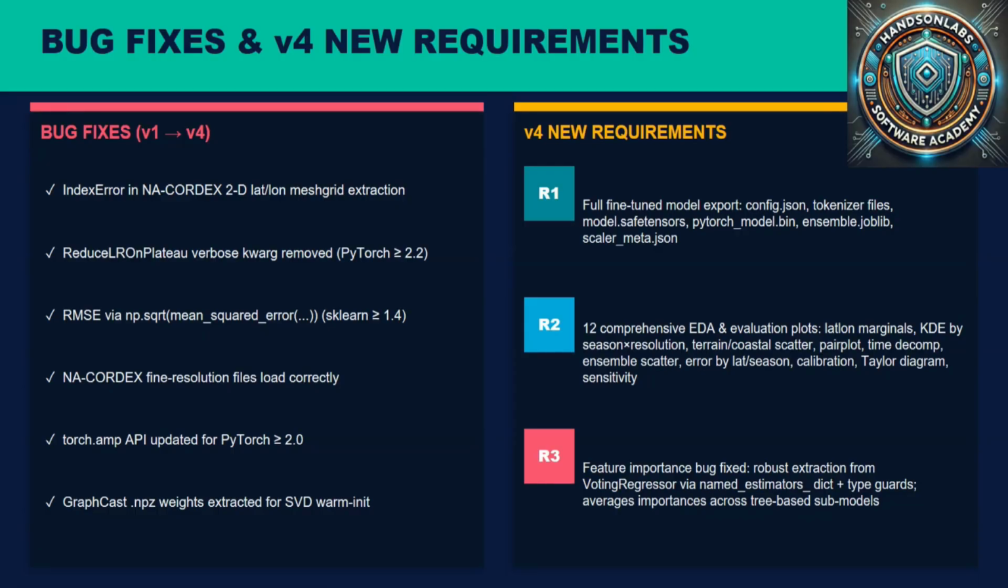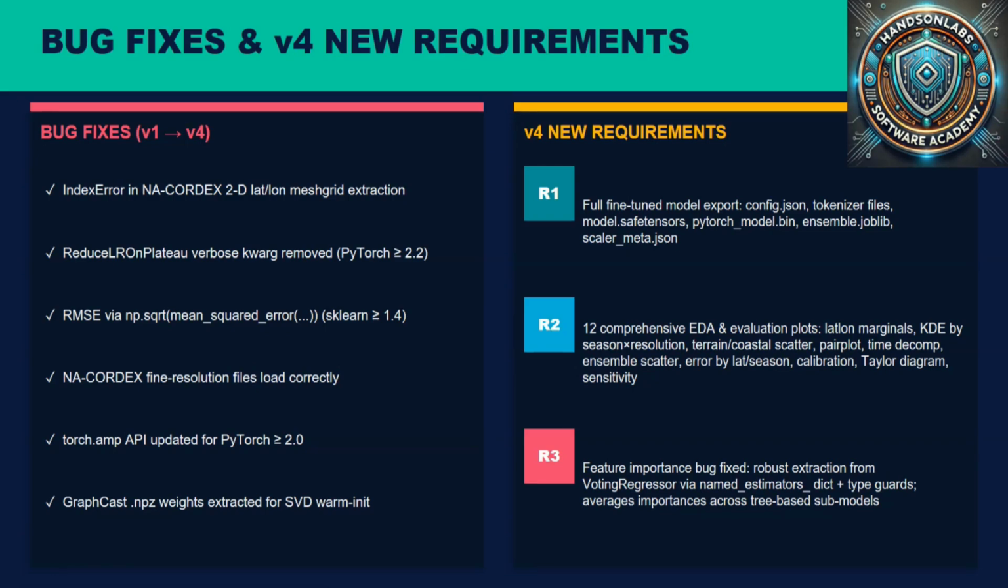the fine-tuned model export. All right. Now we can export the config.json, tokenizer files, model safetensors, PyTorch model bin, ensemble joblib, scaler meta JSON. Then of course you have 12 comprehensive exploratory data analysis and evaluation plots.